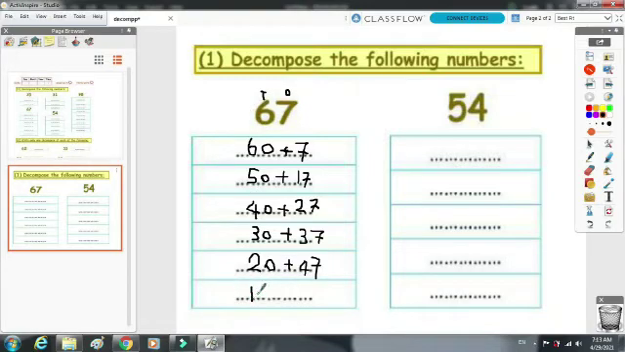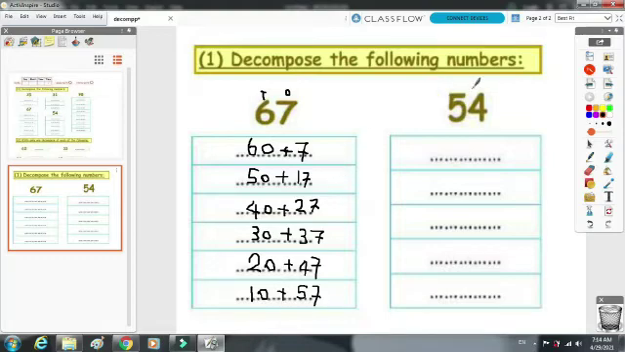And if I said 10 this time, 10 plus what will give you, or we compose for you 67. I still have 5 tens and 7 ones, so that I can say that 10 plus 57 equals 67. So if you look here, you will find that 60 plus 7 equals 67, 50 plus 17, 40 plus 27, 30 plus 37, 20 plus 47, and 10 plus 57. Each time I go one ten less, and one ten more at the second bond.